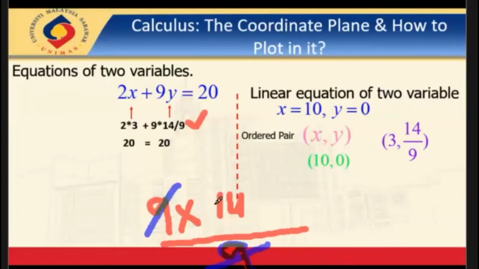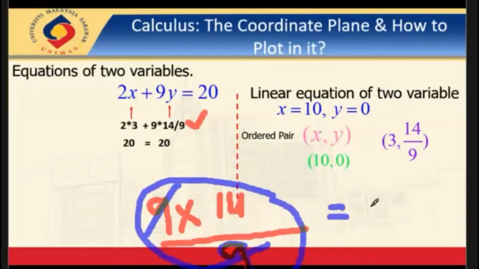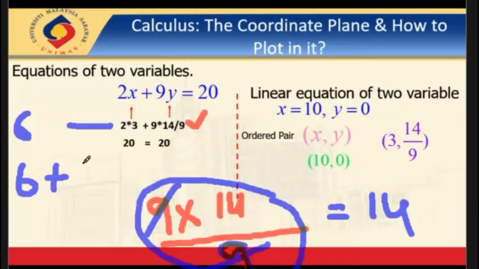So the output of this component is actually 14, and the output of the other component is 6, because 2 times 3 equals 6, right? So 6 plus 14 is equal to 20. And now the equation is again correct.